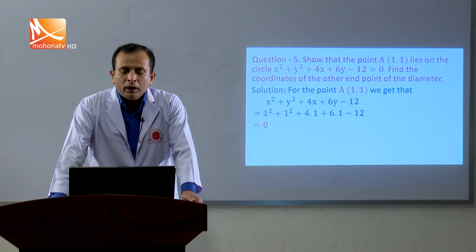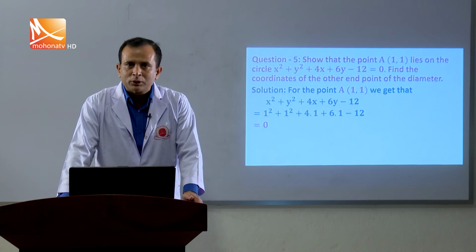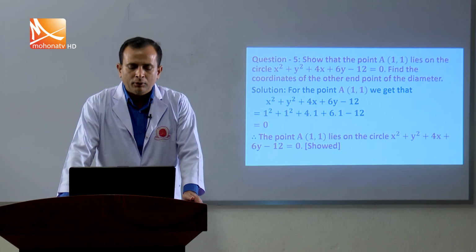For the point A(1, 1), if we put x equals 1 and y equals 1 in this relation x square plus y square plus 4x plus 6y minus 12, then we get 1 square plus 1 square plus 4 into 1 plus 6 into 1 minus 12, that is 1 plus 1 plus 4 plus 6 minus 12. So 12 minus 12 equals 0. Since for the point A(1, 1) the value of the left hand side x square plus y square plus 4x plus 6y minus 12 equals 0, we can say that the point A(1, 1) lies on the circle. Okay, that's why we have written that the point A(1, 1) lies on the circle.